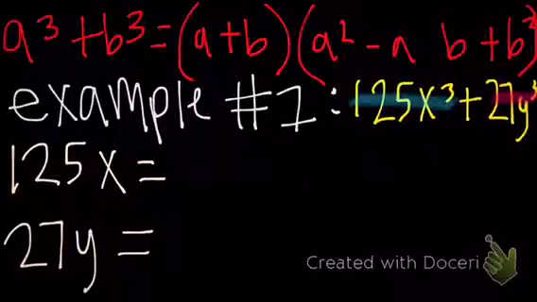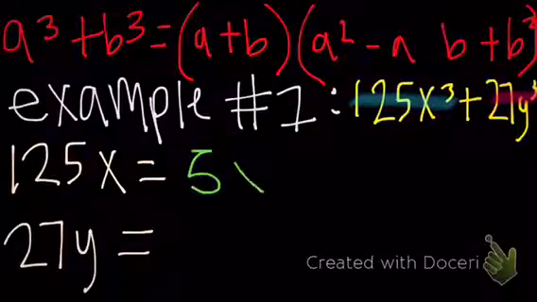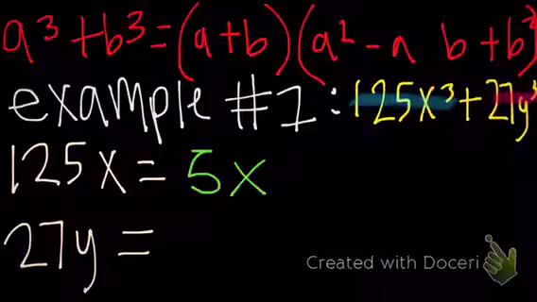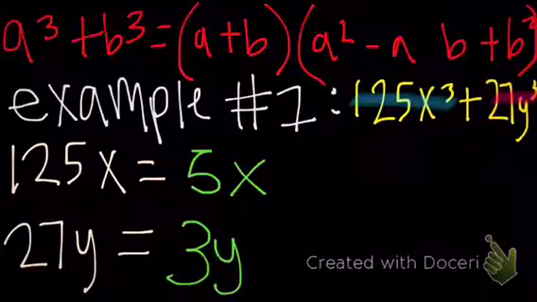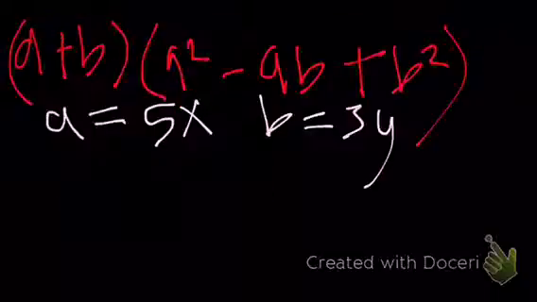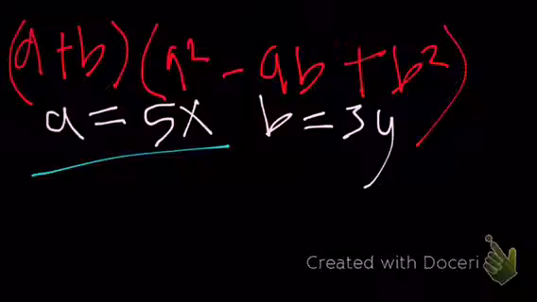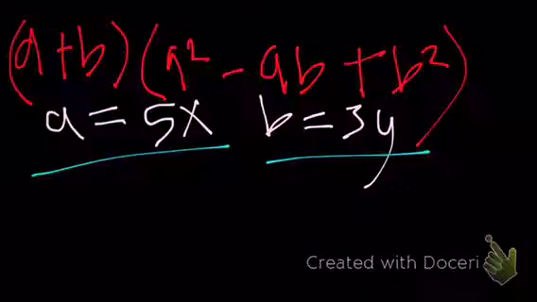The cube root of 125x³ is going to be 5x, because 5 times 5 is 25, and 25 times 5 is 125. And the cube root of 27y³ is going to be 3y, because 3 times 3 is 9, and 9 times 3 is 27. Okay, so now that we've found the cube roots of a and b, which are 5x for the 125x³ and 3y for the 27y³, we're going to go ahead and plug a and b into the equation.